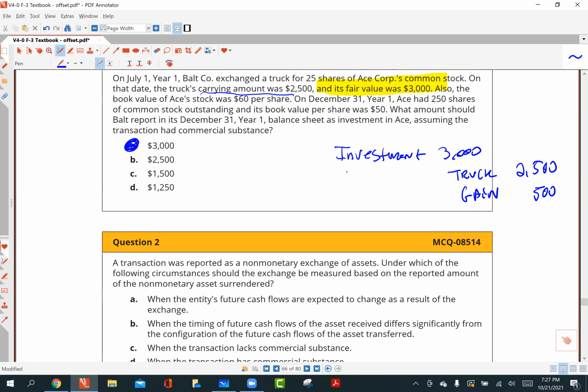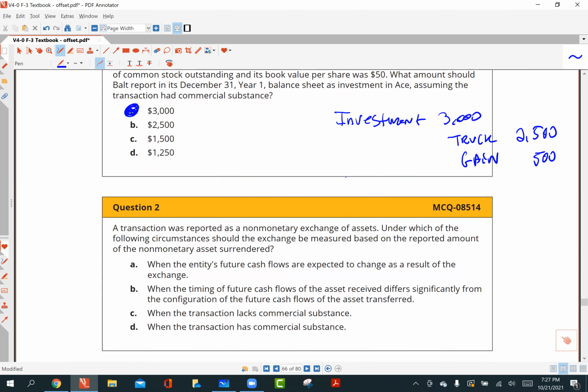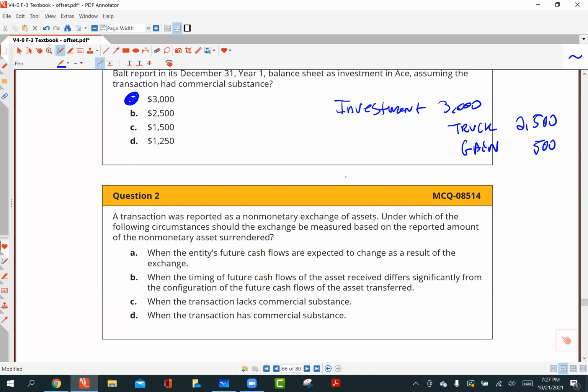But anyway, okay, let's look at this question now, because we still have a couple important things we need to go through. A transaction was reported as a non-monetary exchange for assets. Under which of the following circumstances would the exchange be measured based on the reported amount of the non-monetary assets surrendered? That was basically our rule here. When the transaction lacks commercial substance, we're using the value of the asset surrendered, right?